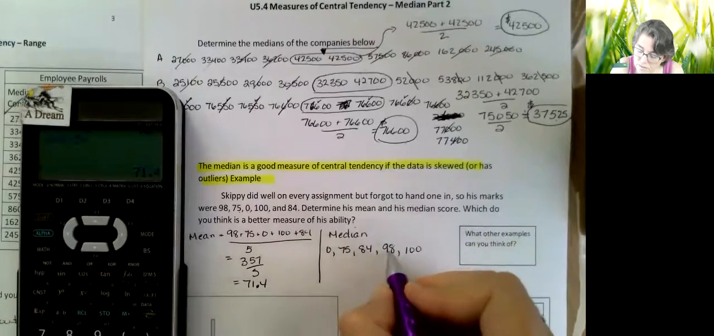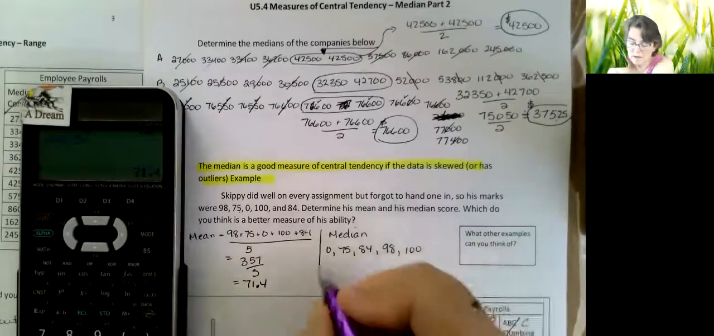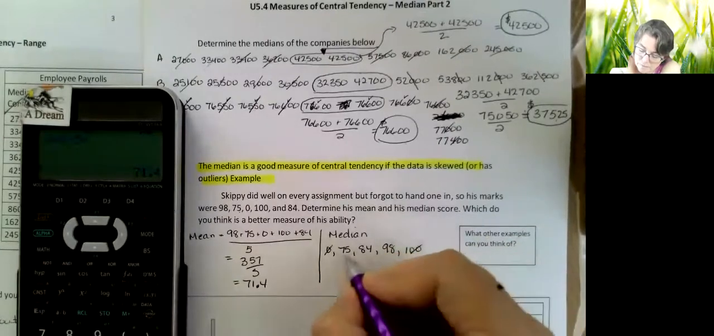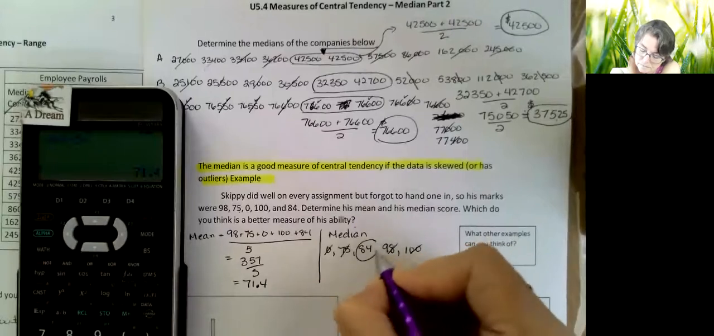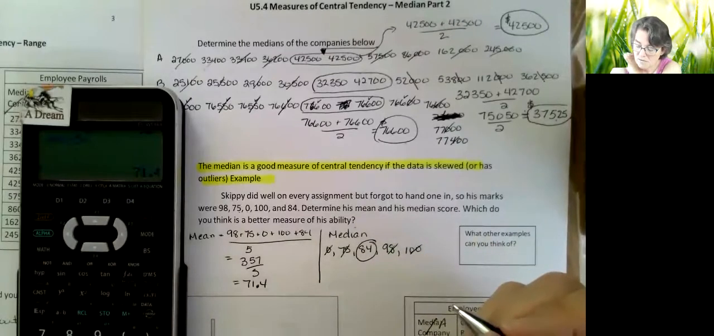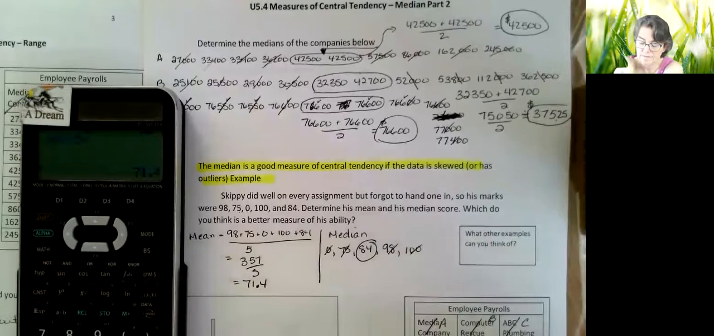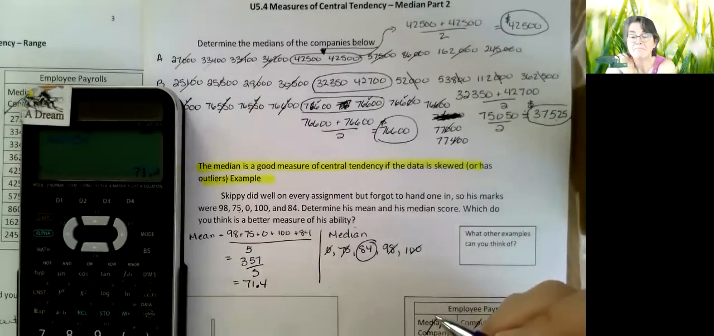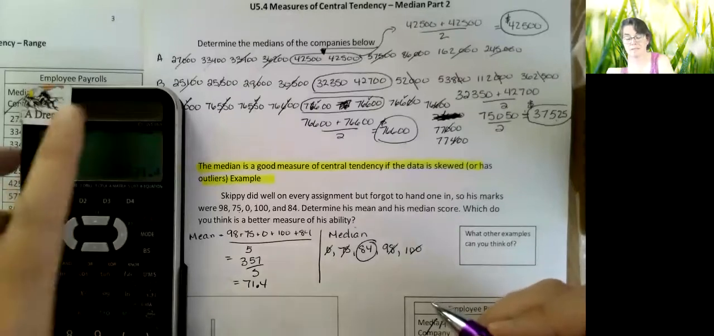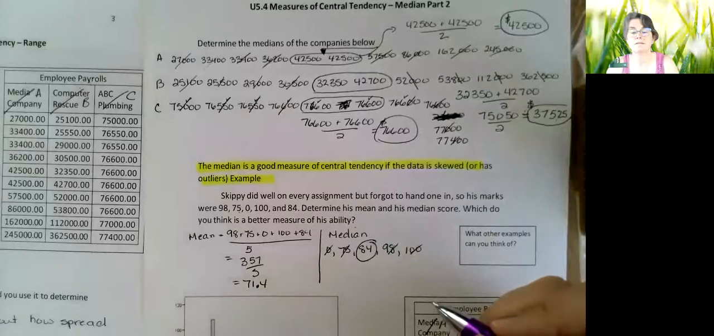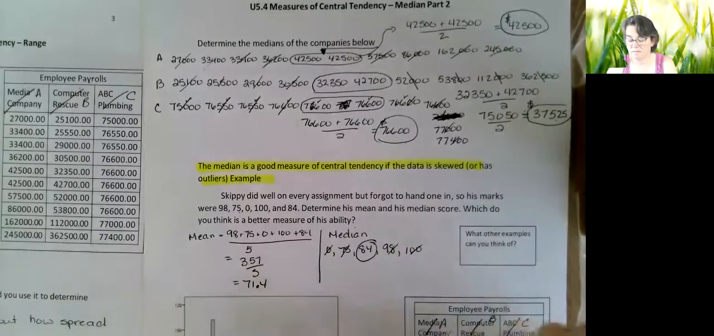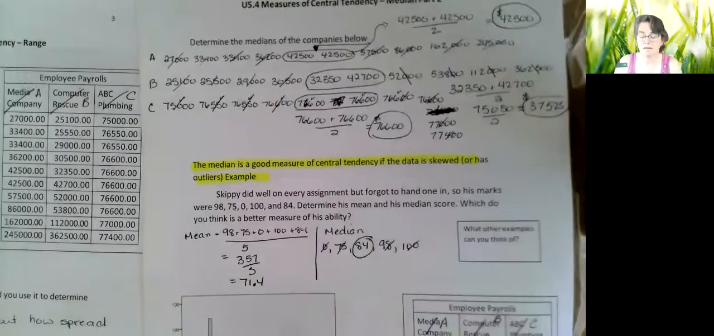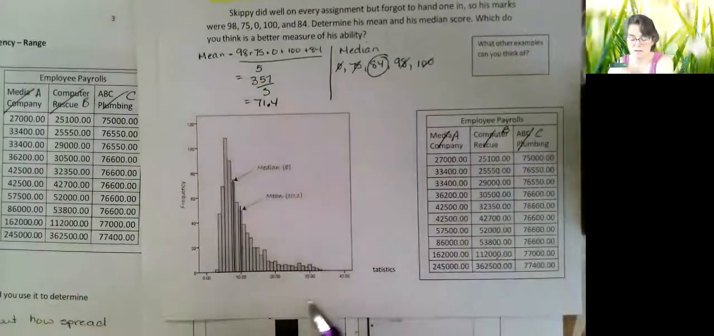1, 2, 3, 4, 5. So cross out top and bottom. Median is 84. So, which do you think is a better measure of his ability? Maybe the median is. I don't know. But there's a definite difference there. And the graphic at the bottom there is just showing you.